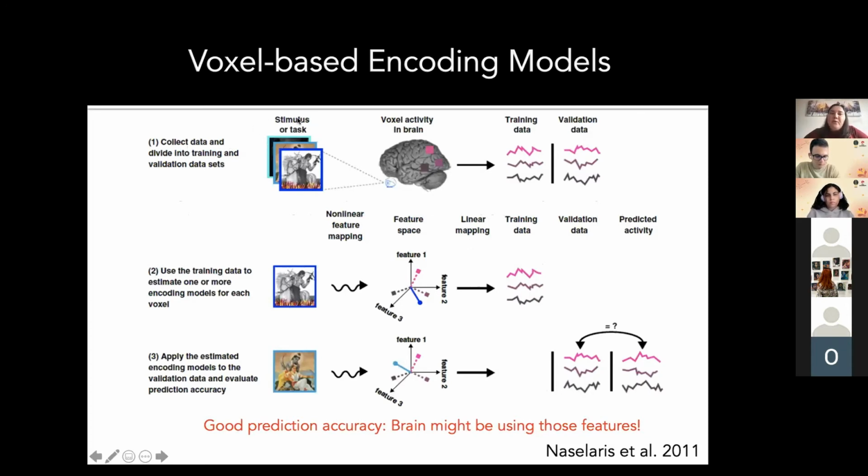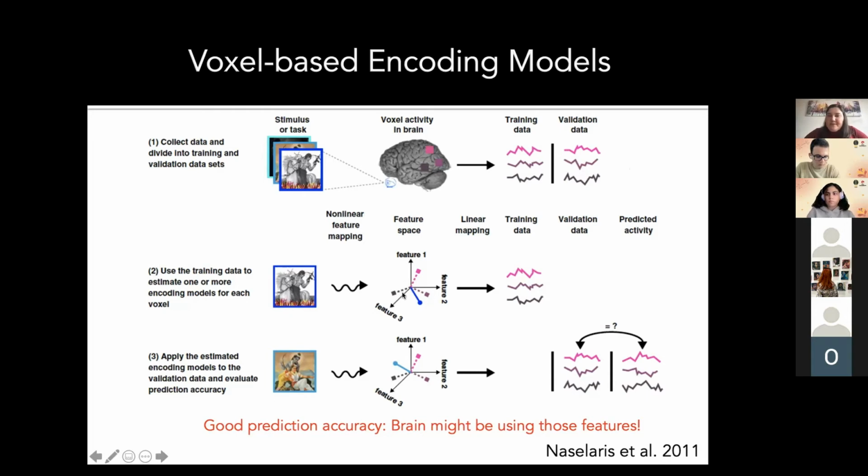For example, you show your stimuli, maybe in a vision experiment, for example, you show images or videos, right? And then you collect activity in the brain, maybe from certain brain regions or the whole brain. And then you divide your data into training data and testing data or validation data sets. And then you use your training data to estimate one or more encoding models for each voxel.